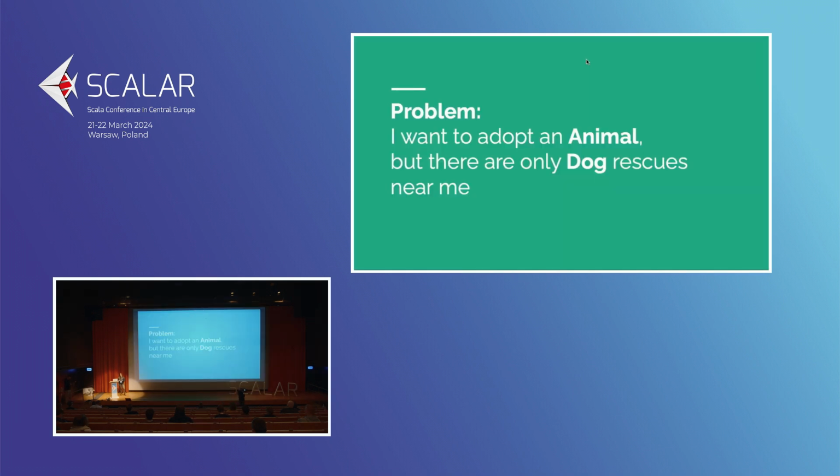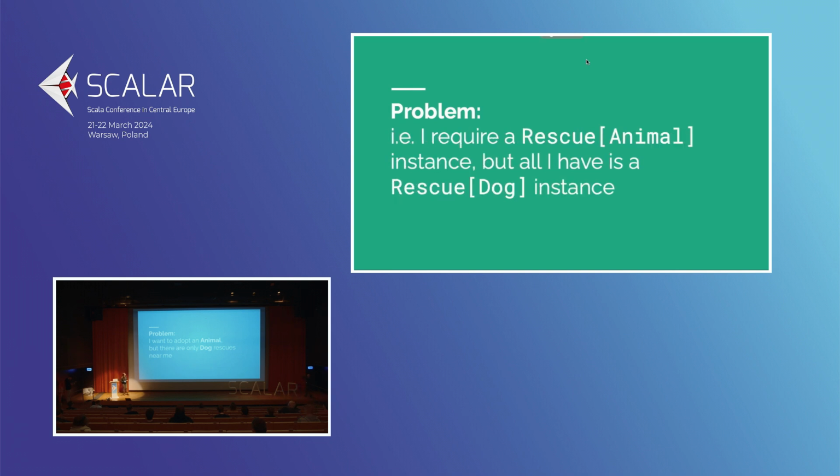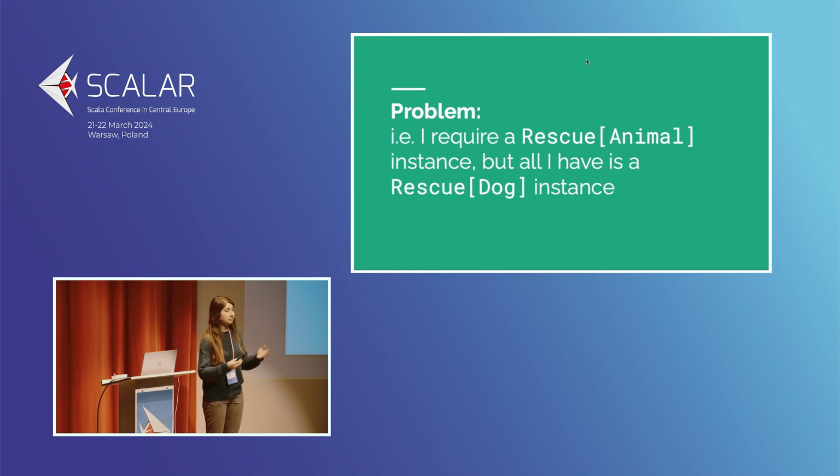But there's a slight issue. The issue being that in the area where I live, there are only dog rescues. There's no animal rescues. And the way something like this translates in my code is I needed an instance of rescue for the animal type, but all I've got is an instance of rescue for the dog type. So can I actually substitute an instance of rescue dog for an instance of rescue animal? And if so, how do I convince the compiler that this is actually a sensible thing to do?